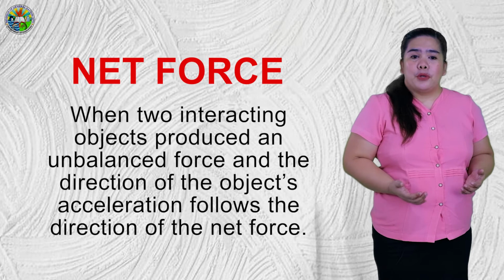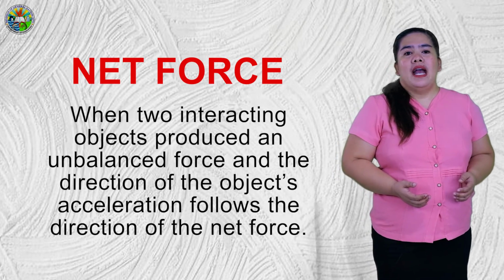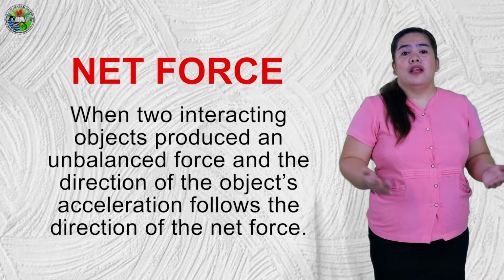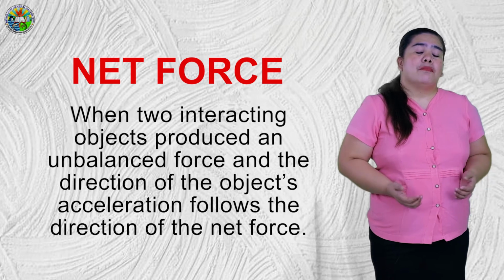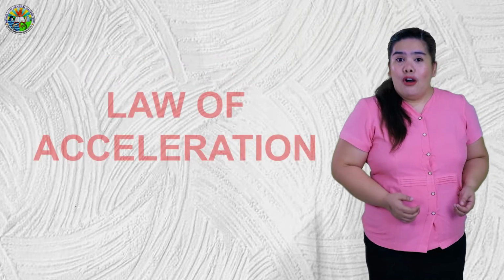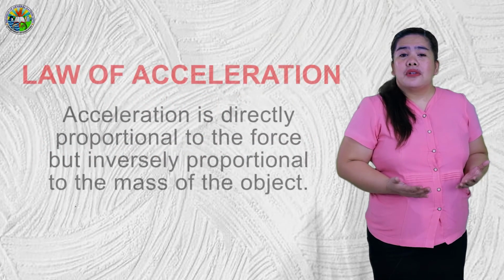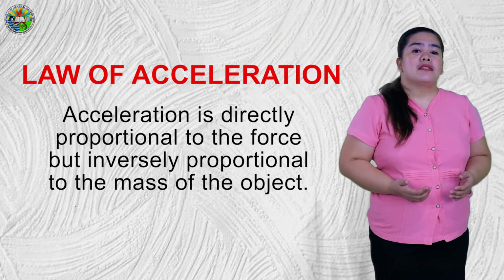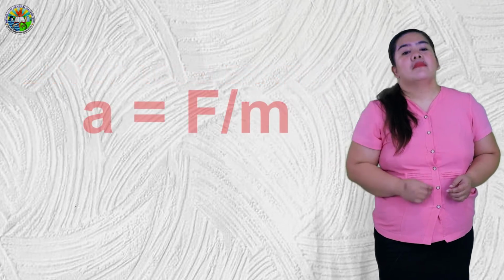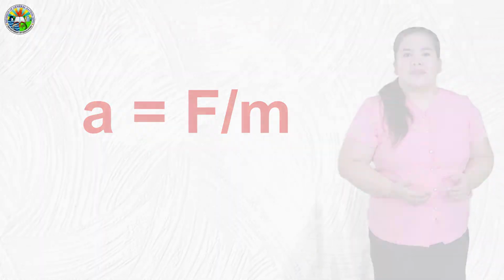A net force is produced when two interacting objects produce an unbalanced force, and the direction of the object's acceleration follows the direction of the net force. This gives us the concept of the second law of motion, the law of acceleration, which states that acceleration is directly proportional to the force, but inversely proportional to the mass of the object. This can be expressed in this equation: acceleration is equal to force over mass.